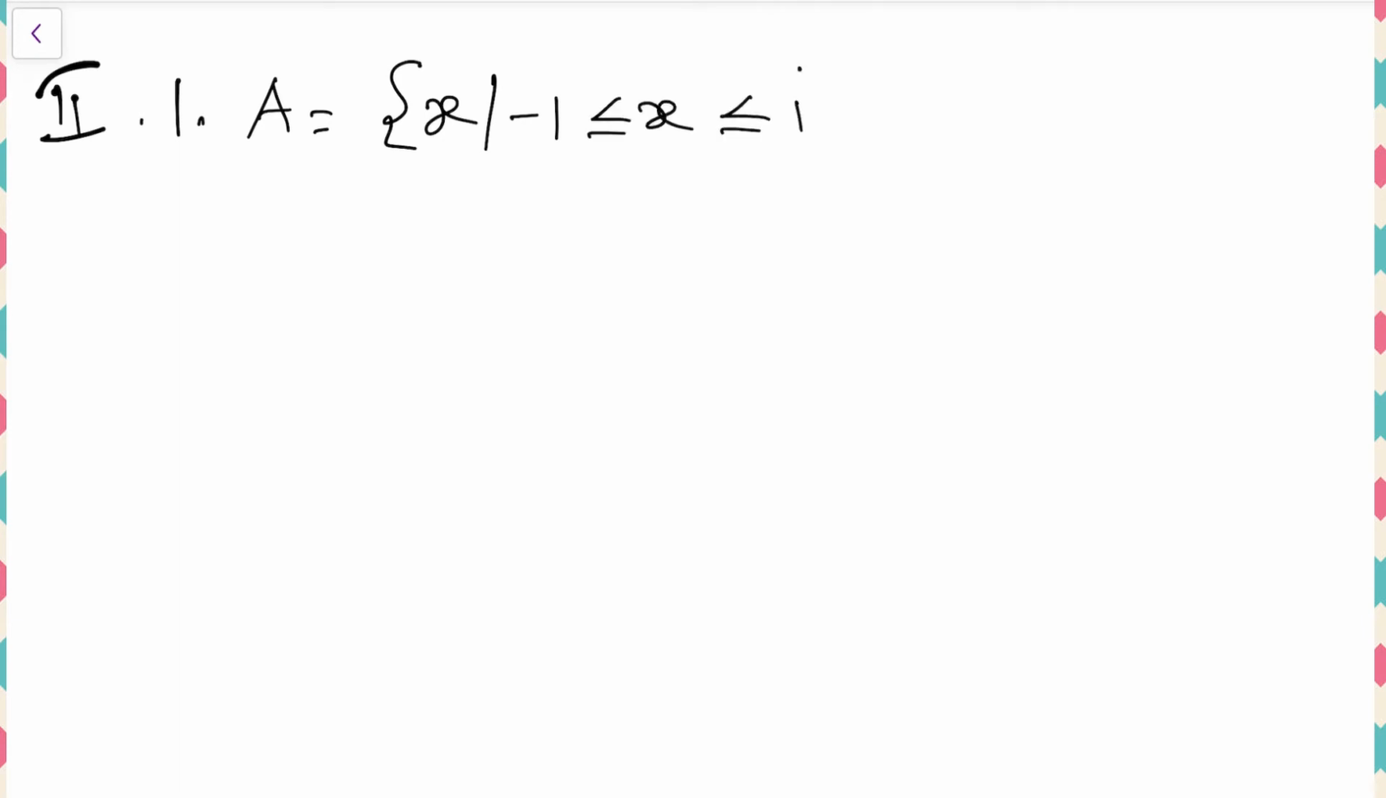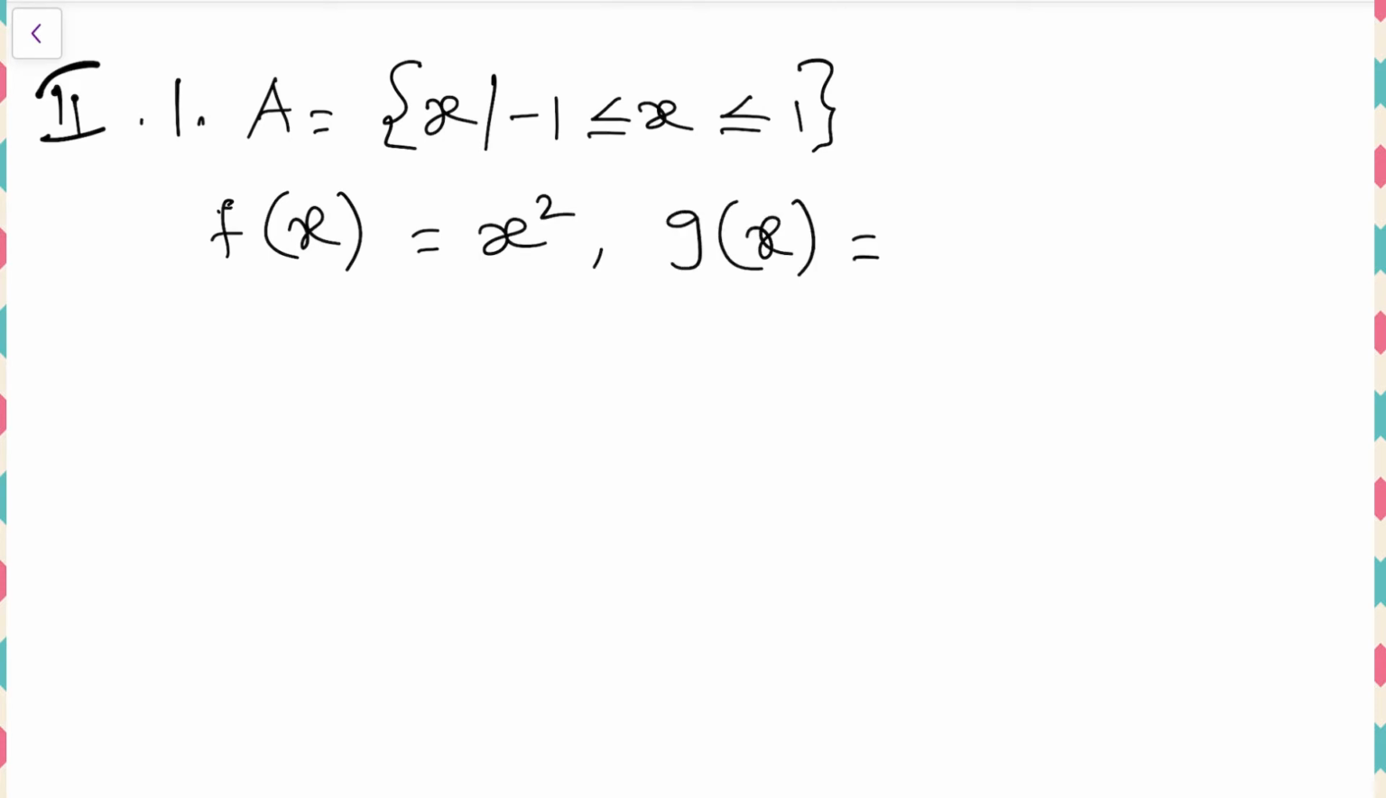In the second bit, first question. Set A is equal to x such that -1 ≤ x ≤ 1. And they gave the functions: one function f(x) = x², and the second function g(x) = x³. Then he is asking which of the following are surjections.